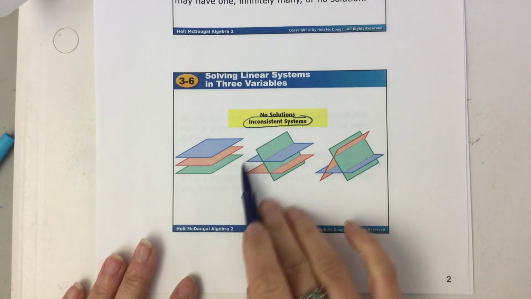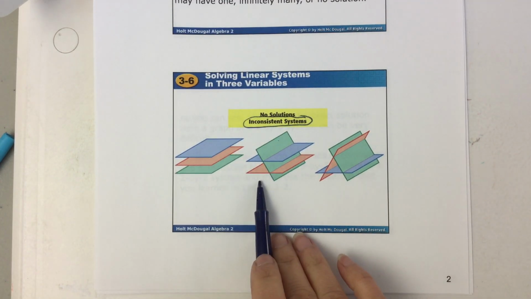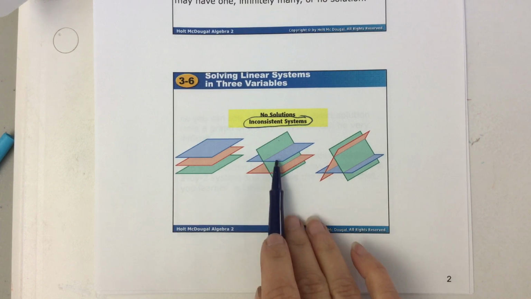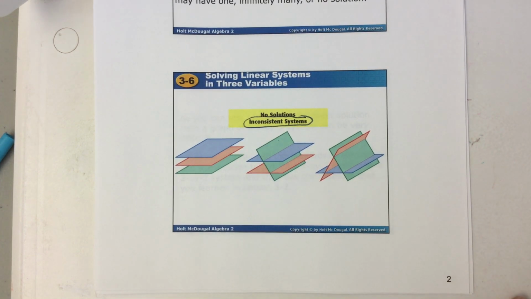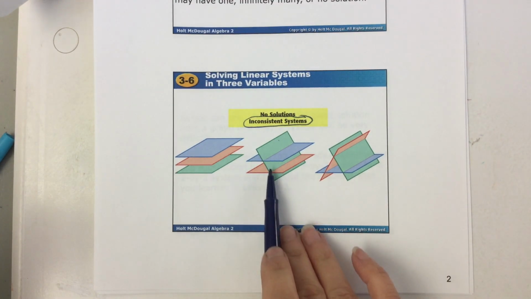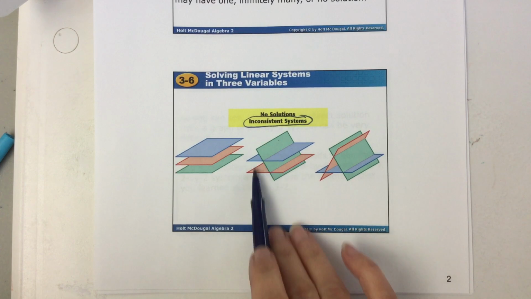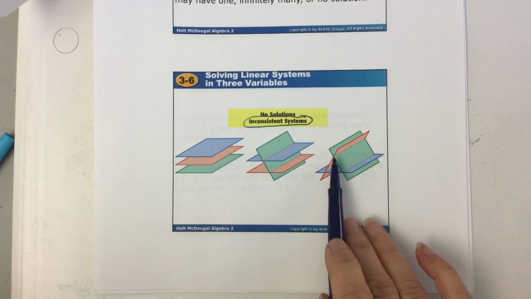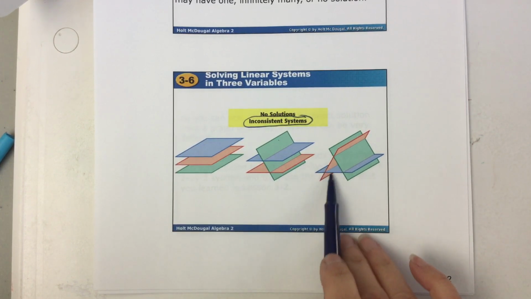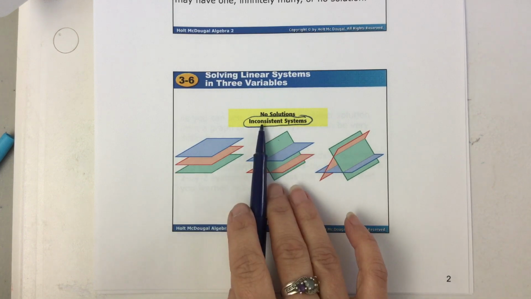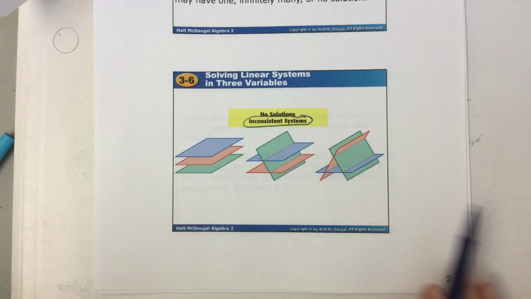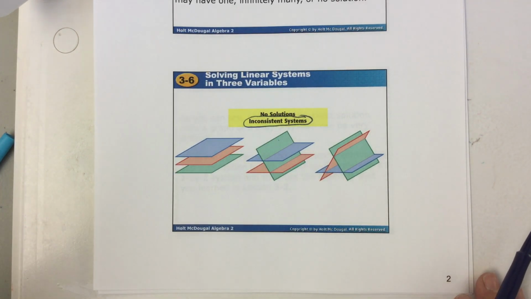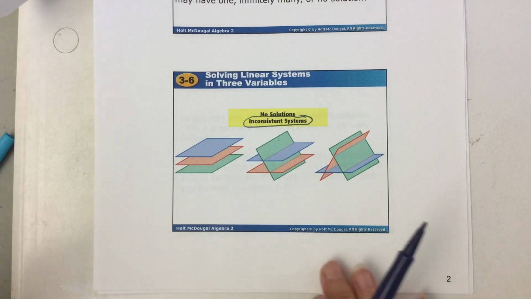They might have one line cross, but the reason why this is inconsistent is because these three planes don't all meet at the same point. So there is not a single solution that would work for all three. These two cross and these two cross, but there's not a location where all three of them do. Same thing here. Those two cross, those two cross, those two cross, but it's still no solution because there is no location where all three planes meet at the same spot.